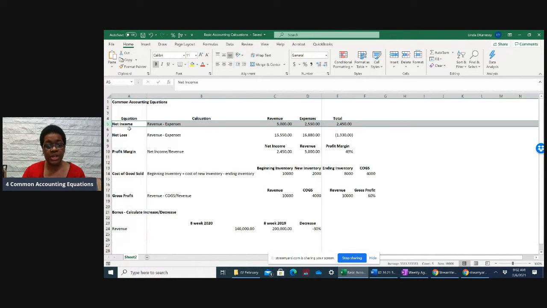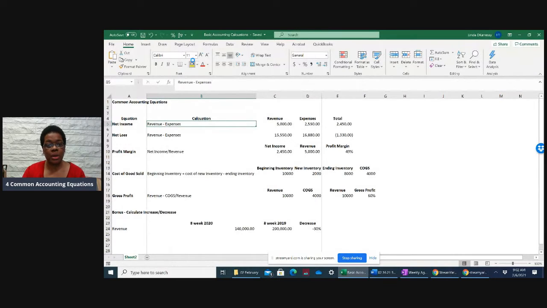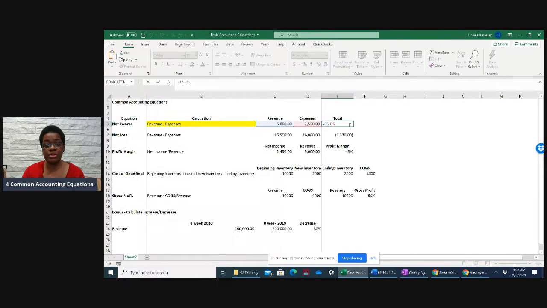So net income is revenue minus expenses. Pretty simple. That's it. So if you're using Excel or if you still use a calculator, which is fine, you're just going to take your revenue minus expenses. So if revenue is 5,000, expenses is 2,555, you're just going to subtract those numbers.